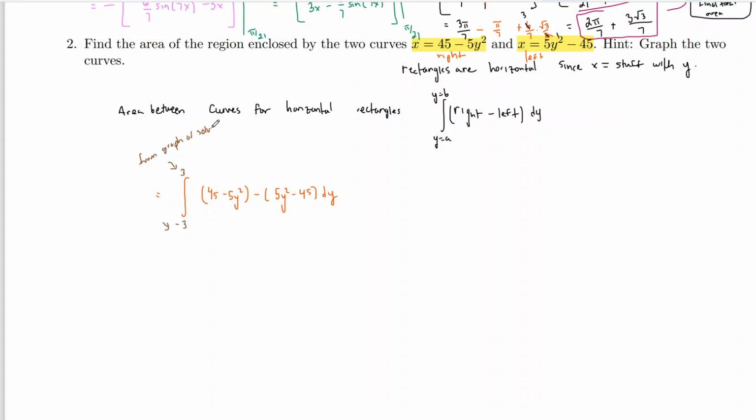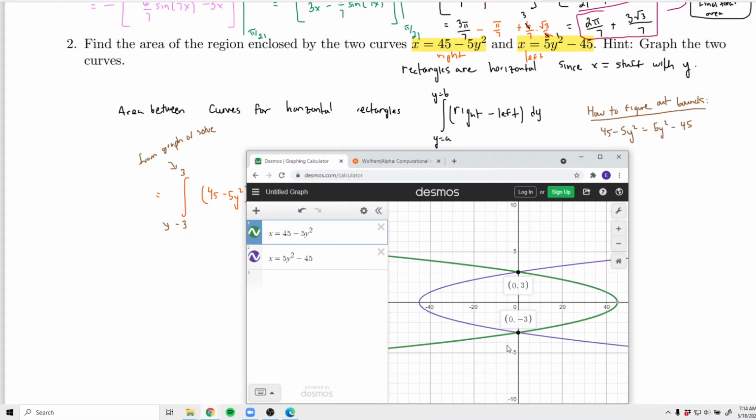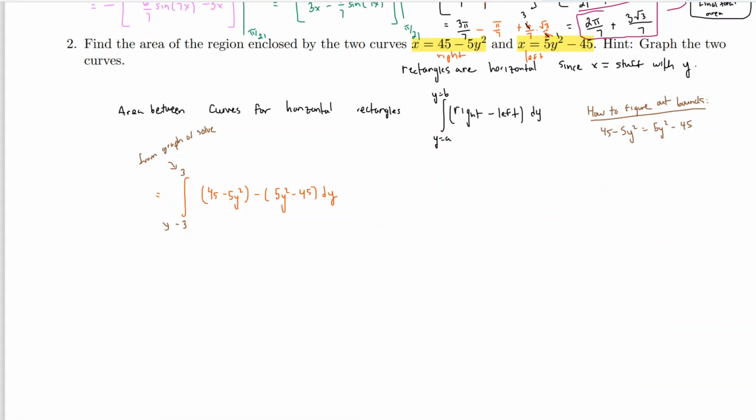Or solve. And if you want to figure out the bounds, what we want to do is set the two equations equal to each other. So 45 minus 5y squared equals 5y squared minus 45. Because what we're trying to do is figure out where the graphs intersect each other. And anytime you want to figure out where two graphs intersect each other, you just set them equal and solve. So once we got this set up, you can start solving.